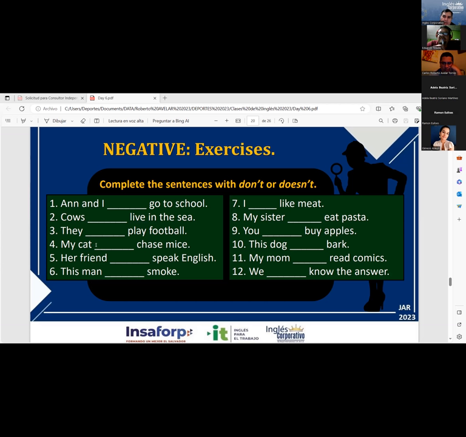Cows don't live... Cows. Don't play football. They don't play football. My cat doesn't chase mice. Mice.